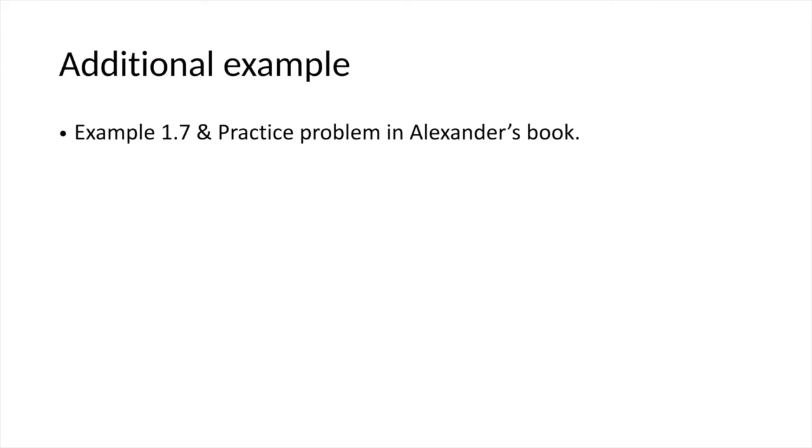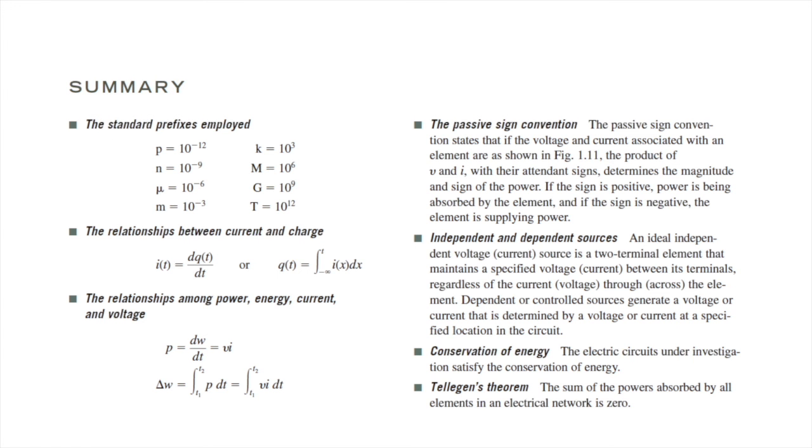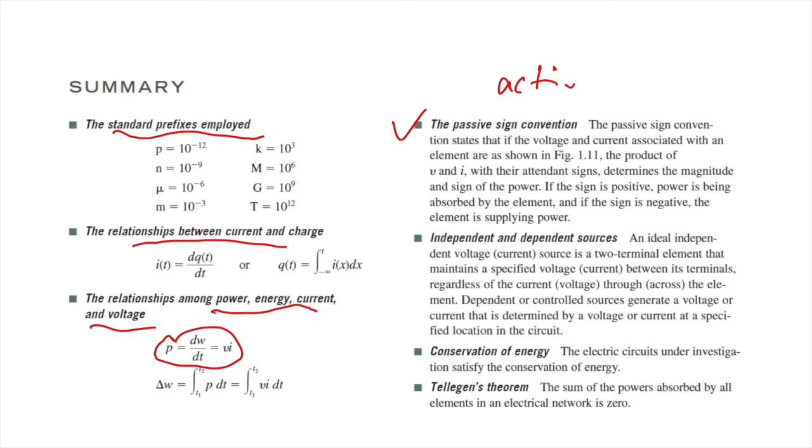We have additional examples in Alexander's book. So this is a summary of chapter 1. We talked about the standard prefixes. We talked about the relationship between current and charge, and the relationship among power, energy, current, and voltage. You need to remember P equals V times I. And we also talked about the passive sign convention for passive components.